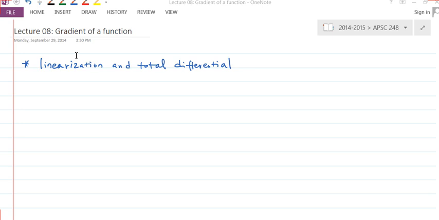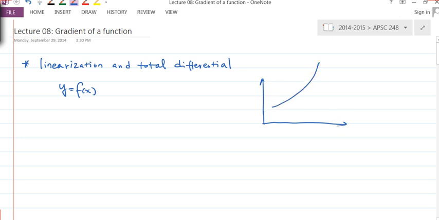This is a very, very useful concept in many different kinds of areas. So linearization and total differential, I'll start from a very simple one here. Essentially, if you recall, if I have a single variable function f of x, so y equal to this, in 2D plane, if I draw it here just arbitrarily, maybe it's a curve like this, right? Often what we're interested in is, at x equal to a certain location, for example x equal to a, how can we approximate the change of this function f of x here? That's what we call linearization, because this is not a linear function.